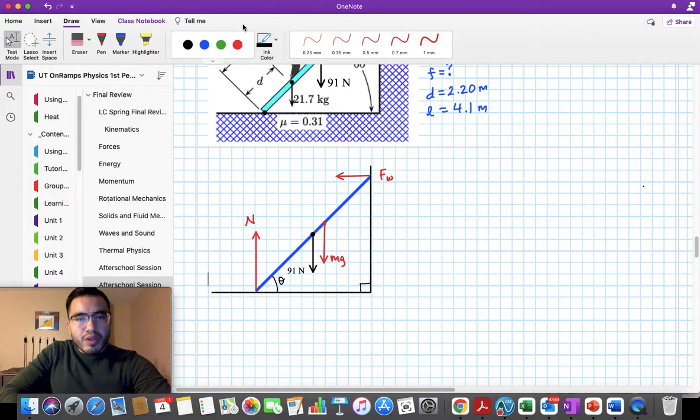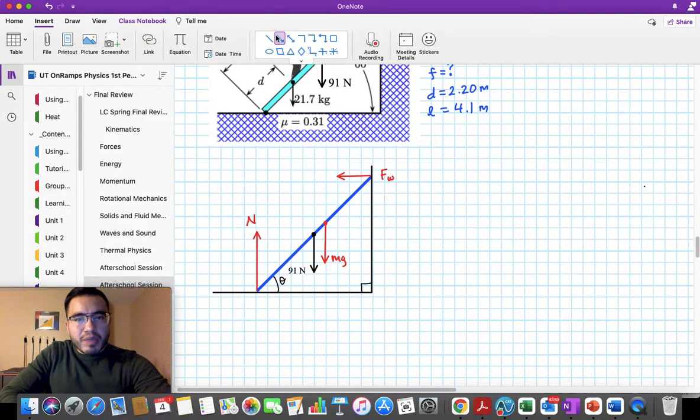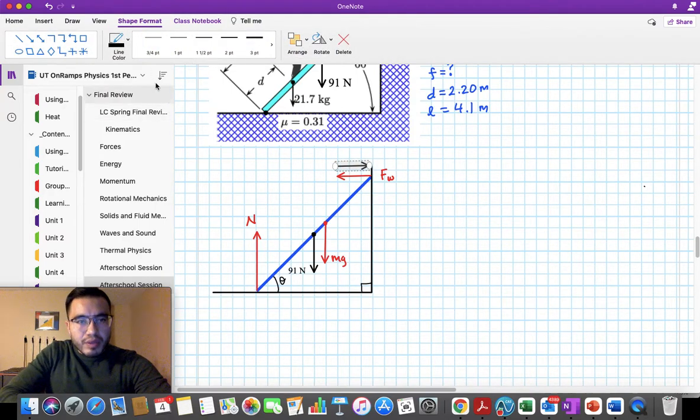There you go. The force of friction has to be equal and opposite to the force of the wall. Let me change to red. There you go. About the same. Normally I would add it here, but I'm not going to do that. You'll see why. So let's leave it here.